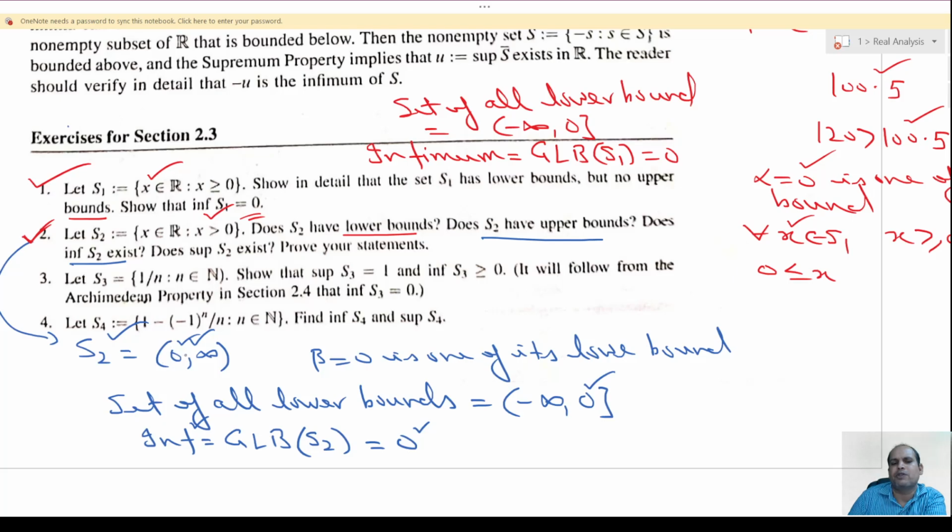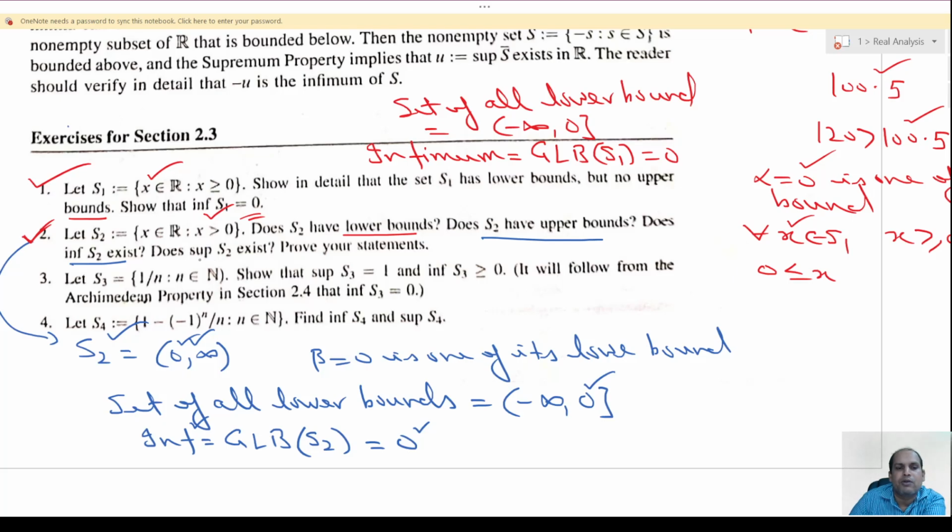This one is the open interval (0, ...), so the infimum exists, and it may or may not be a member of the set. When the infimum is a member of the set, we can also refer to it as the minimum of the set. So the minimum of the set, whenever it exists, will be a member of the set.